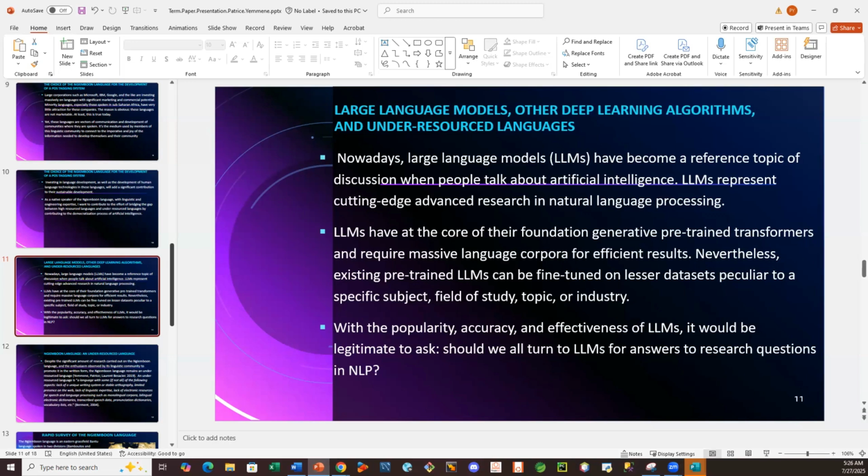Natural language models have at the core of their foundation generative pre-trained transformers and require massive language corpora for efficient results. This is so that the existing pre-trained language models can be fine-tuned on lesser data sets peculiar to a specific subject, field of study, or industry. With their popularity, accuracy, and effectiveness, it's legitimate to ask, should we not all turn to large language models for answers to research questions in natural language processing?